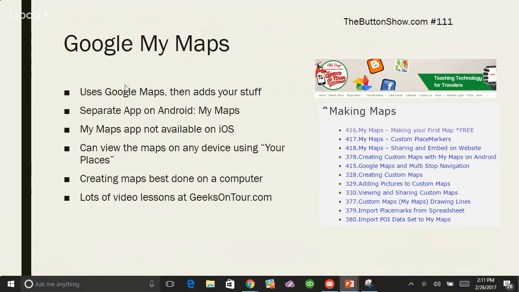So how it works. My Maps is how you make your maps. It uses Google Maps as its foundation, and then it adds your places and the pictures. Now, on the phones, there is a separate app on Android called My Maps. It is not available on iOS. But actually, because the easiest way to create these maps is on the computer, you can view them on both Android and Apple iOS.